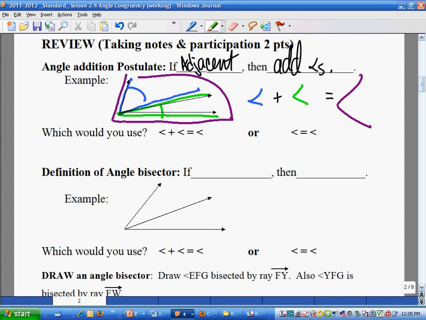Now an angle bisector, if you have a bisector. If you add the blue and the green together, you get the big one. That's all that says. Little angles add up to big ones. If we draw a bisector, I'm going to write BIS as an abbreviation.